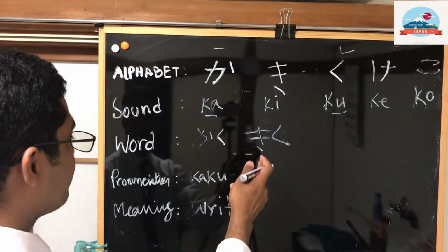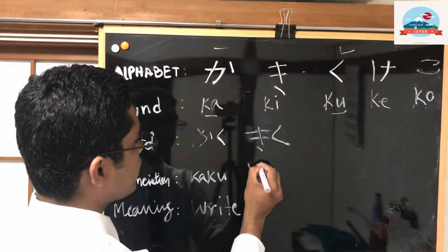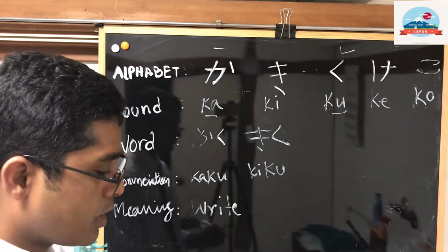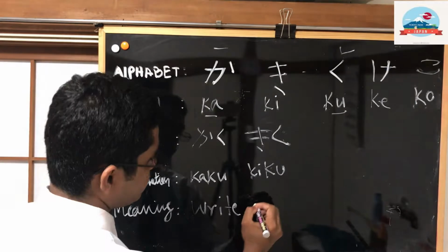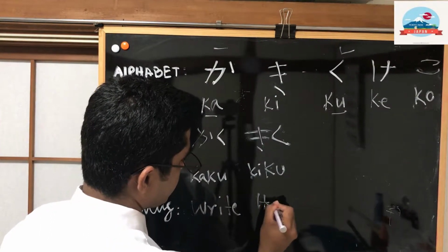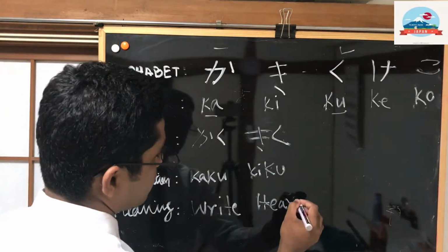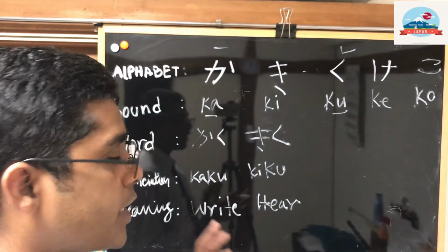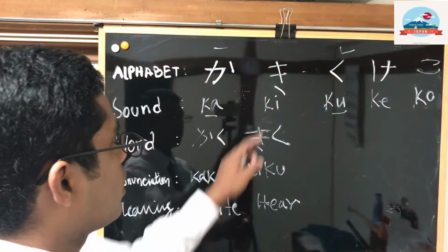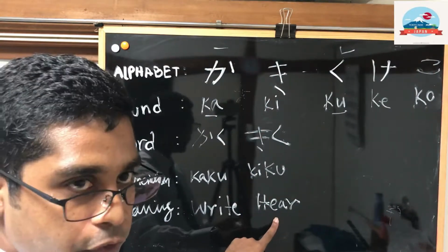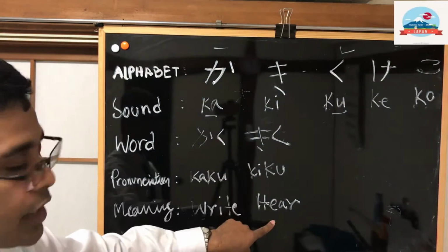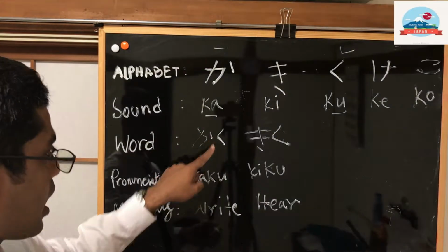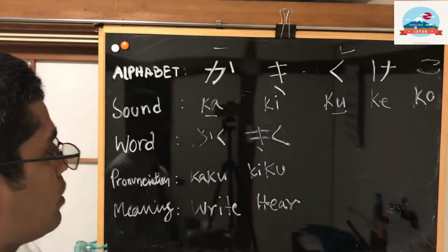Kiku. The pronunciation is kiku. This kiku means hearing. Watashi wa ongaku wo kikimasu. I hear music. Okay, kiku. Kiku means hear. Ka, ki, ka, kaku, ki, kiku, okay?